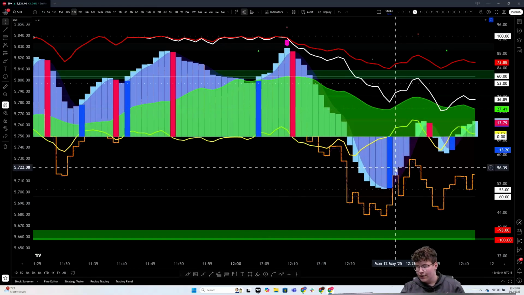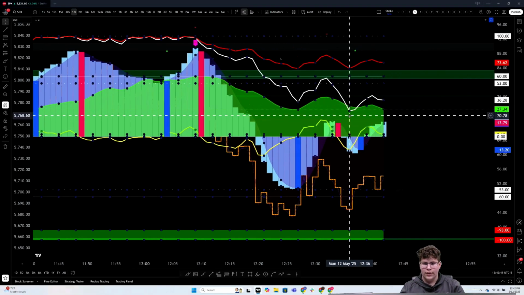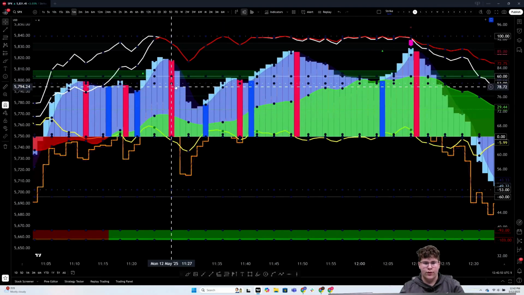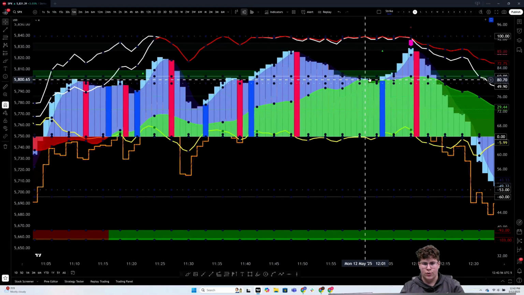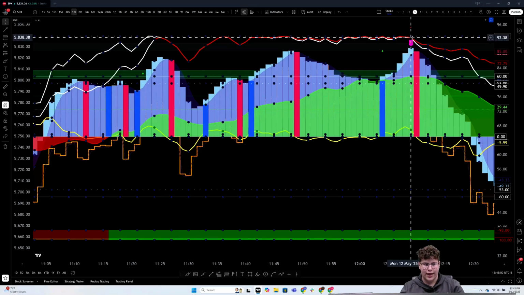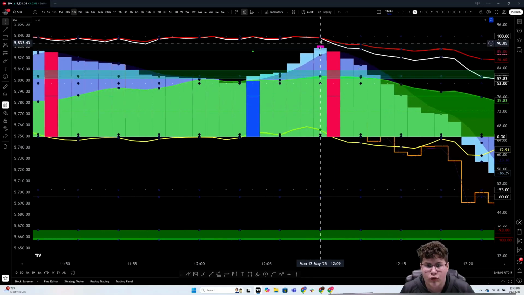So the RSIs are up here. You want them to be together. As you can see, these are showing you the peaks. You can see that when it reached the high, the RSIs are together. They're really close to each other.